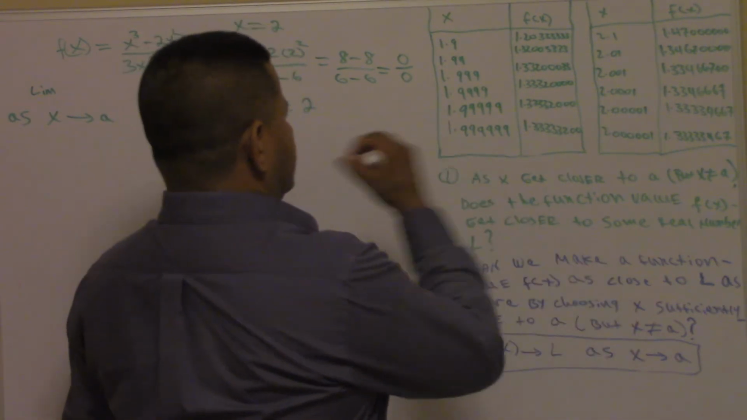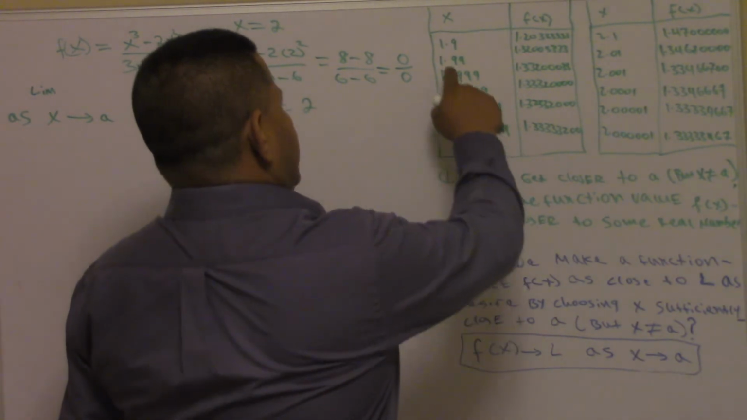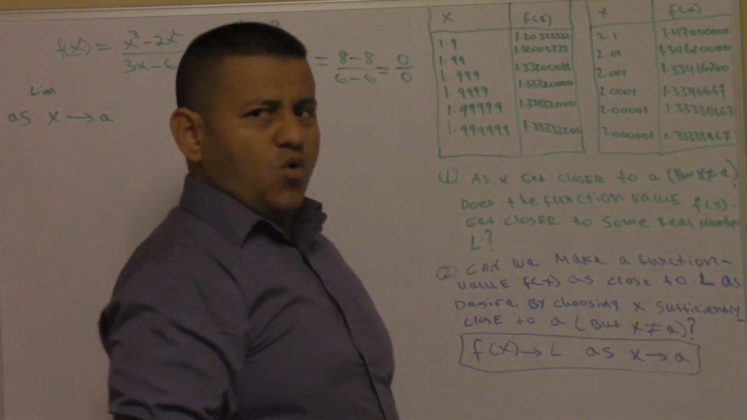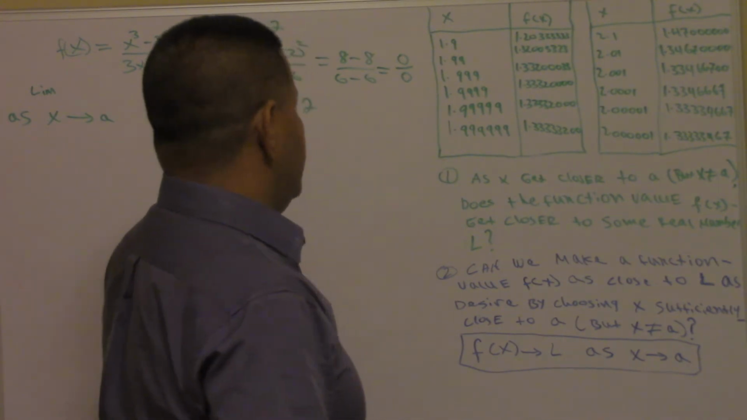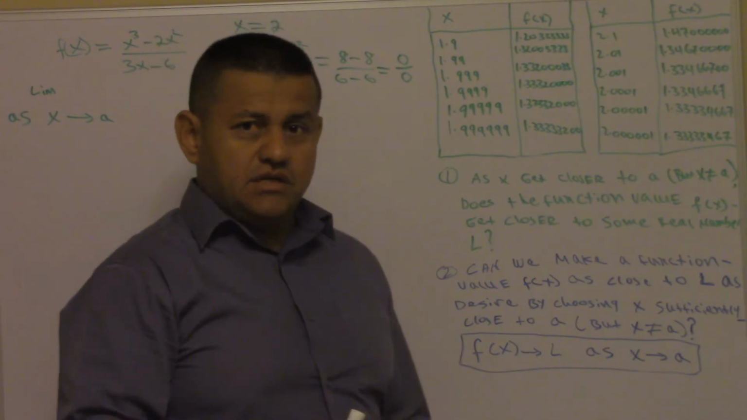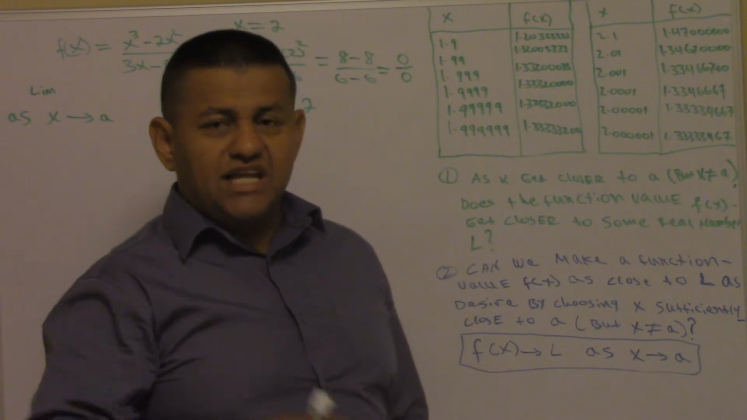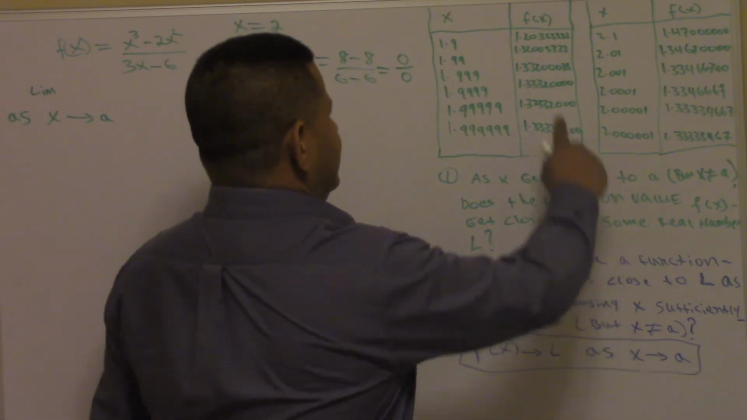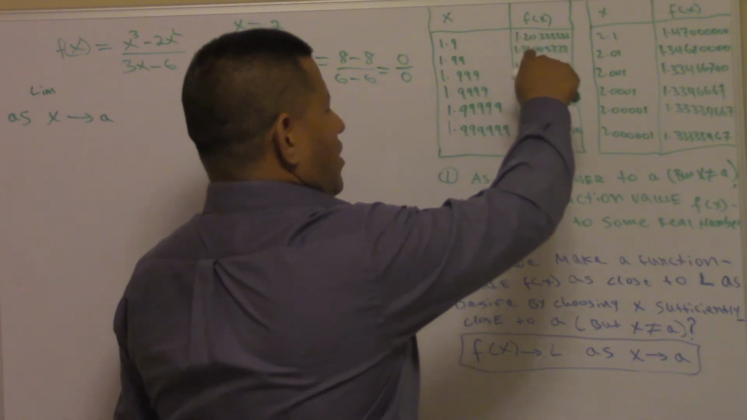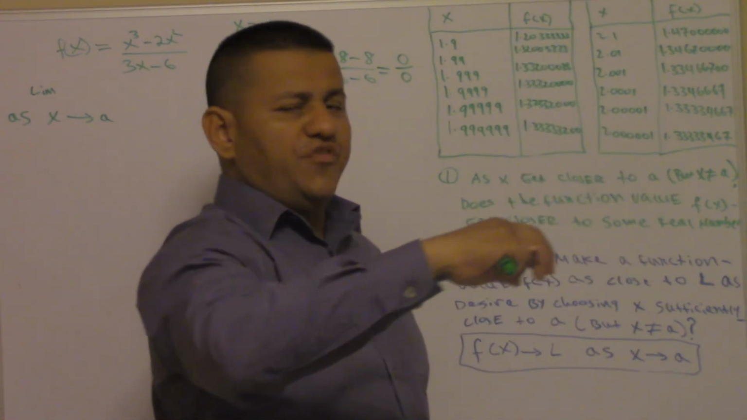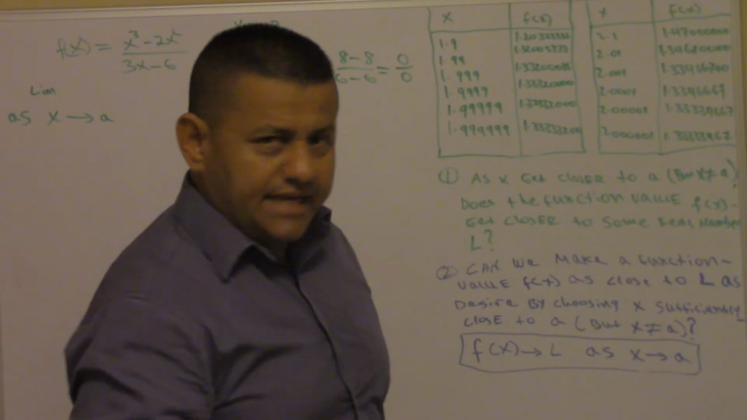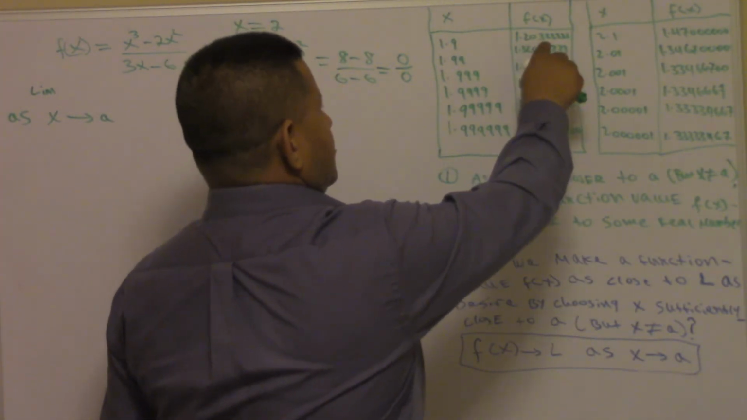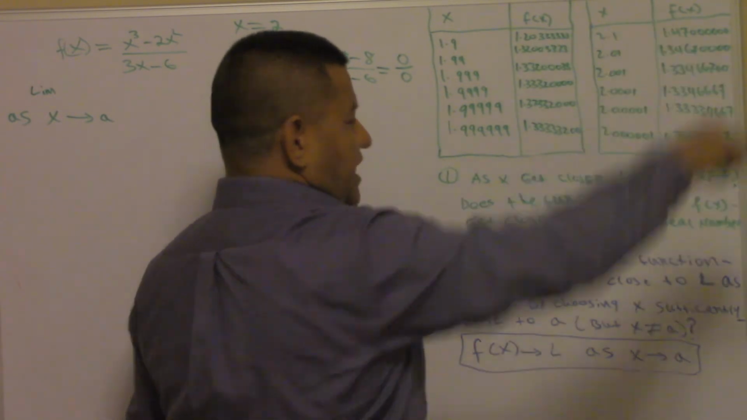So if you get 1.9, right? 1.9 is going from the smallest to the largest, right? 1.9, the limit of the function f of x is equal to 1.203333, right?